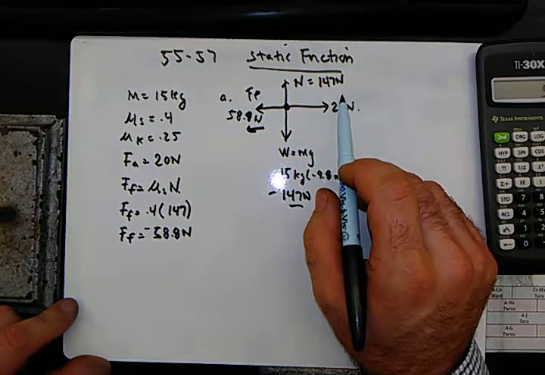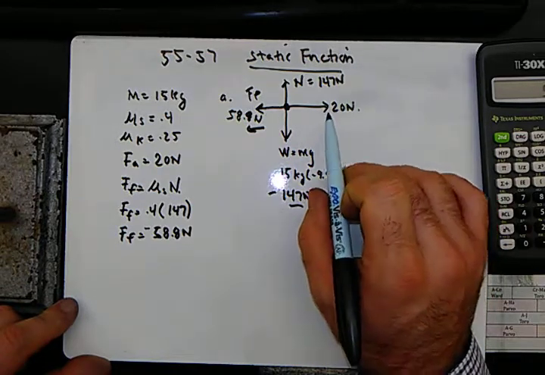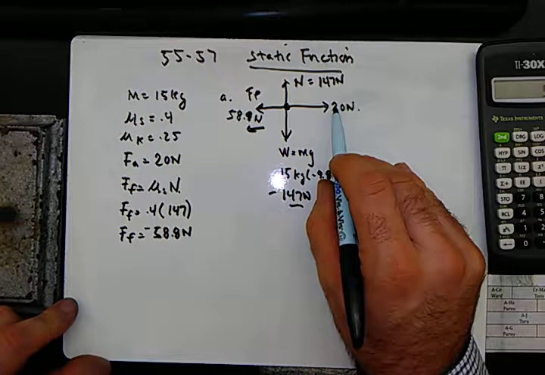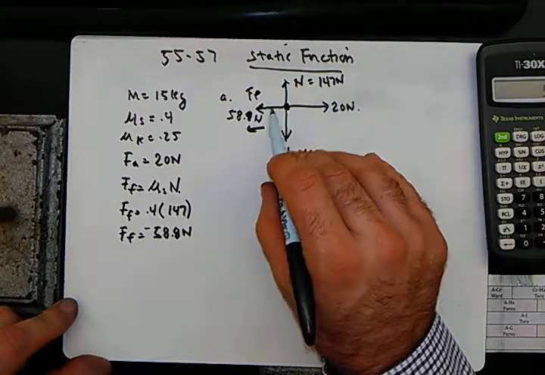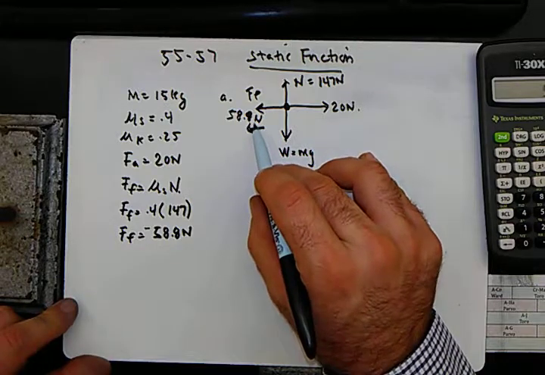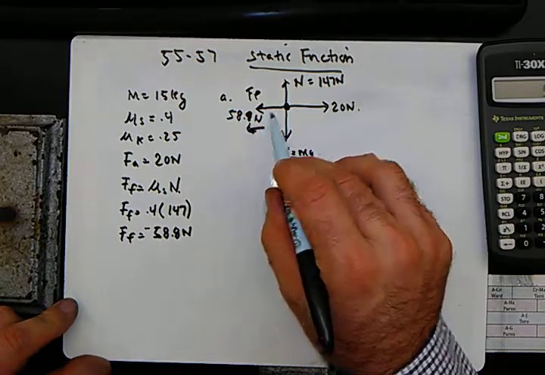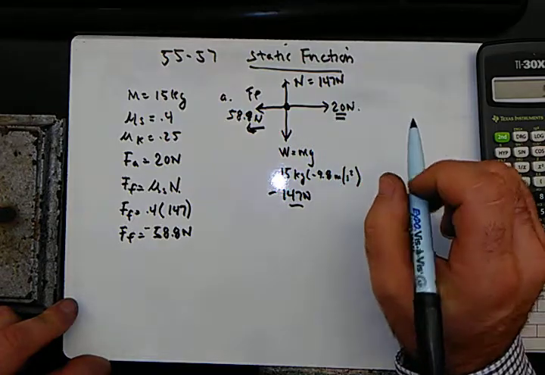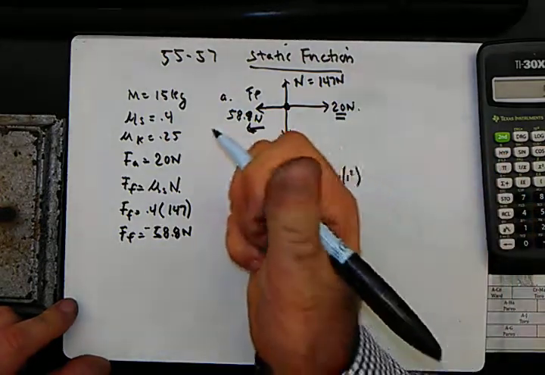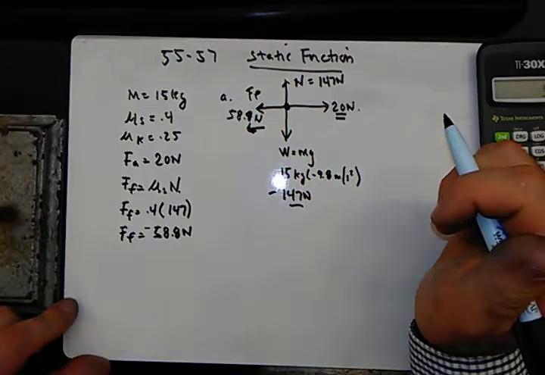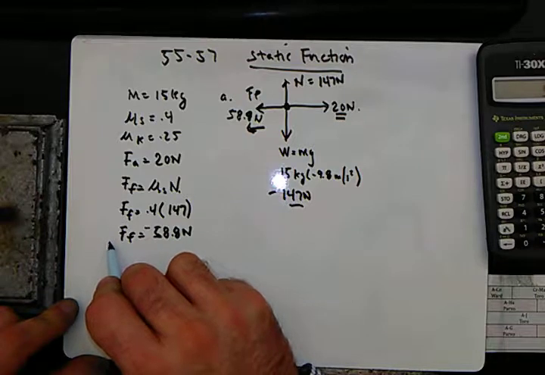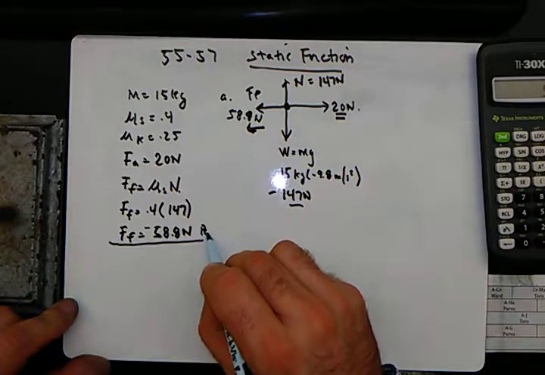Now take a peek at it. Friction will never cause an object to move. So when I pull on it to the right, the frictional force will break at 58.8 newtons. If I were to increase this force to 58.9 newtons, that would break the friction and cause it to start to accelerate. So we'll call this the potential friction.